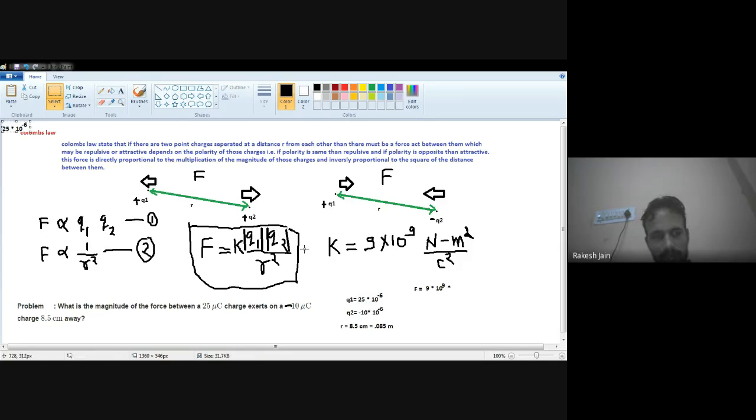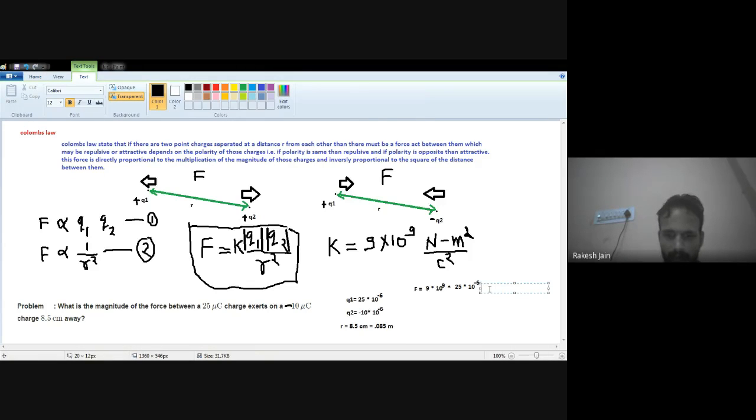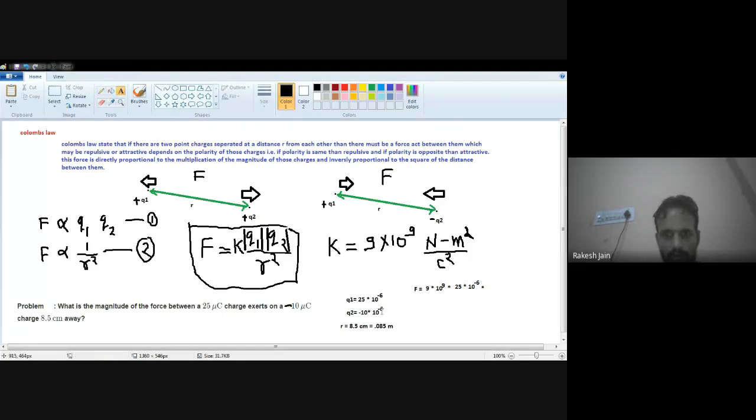So 25 multiplied by 10 to power minus 6 is the Q1. Okay, and we multiply by Q1 and Q2, so multiply by Q2. So what is Q2? Q2 is 10 multiplied by 10 to the power minus 6 instead of minus 10 multiplied by 10 to the power minus 6, because we have to use the positive. So do not show the polarity. Okay. Divided by R square.